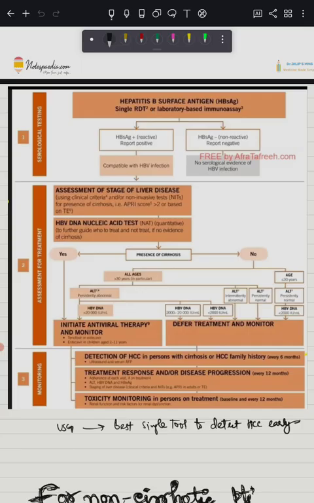So patients with unexplained ALT elevation, fatigue or HCC signs, think hidden HBV infection. So test HBsAg. Now after that, you assess the stage of liver disease. You use clinical, biochemical, and radiological parameters.